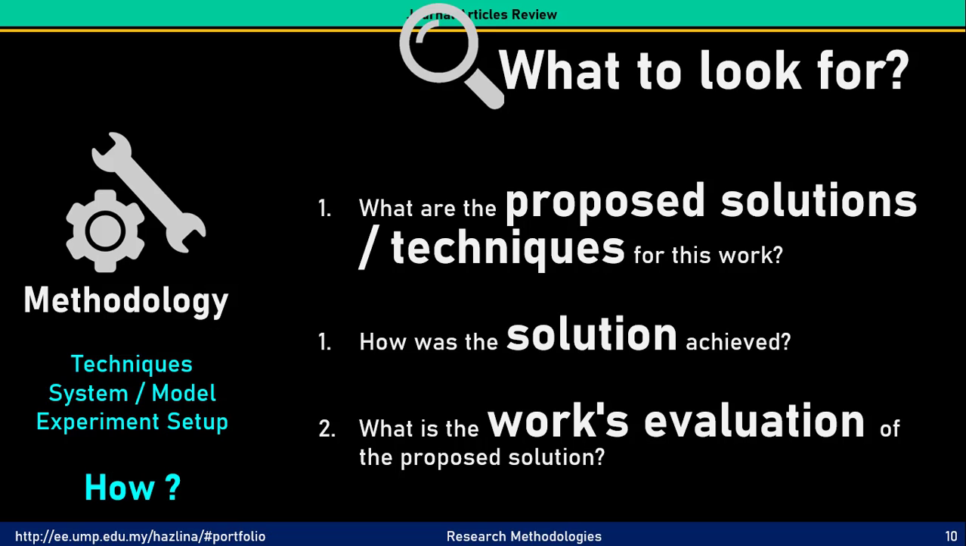What is the proposed solution in this paper? This is also called the hypothesis idea. There should also be an answer to the question, why is it believed that this solution will work and be better than previous solutions? There should also be a discussion about how the solution is achieved, designed and implemented, or is at least achievable. What is the work's evaluation of the proposed solution?